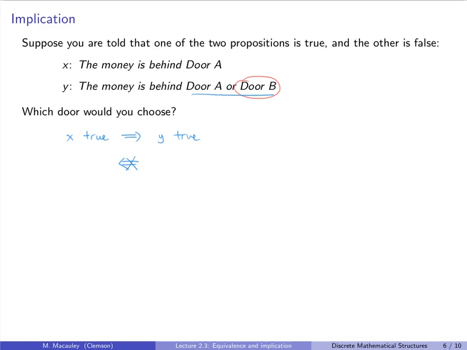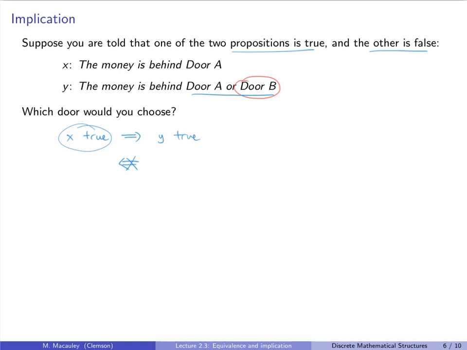But once I tell you that one of these is true and one is false, we know that X cannot be true. Because if X is true, then they both have to be true. So the only possibility is that X is false, and that would force Y to be true by default. And that would mean that the money is behind door B.